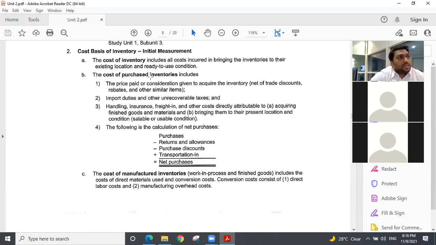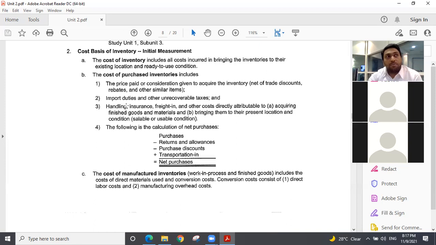So the cost of purchased inventory includes the price paid or consideration given to acquire the inventory. That is net of trade discounts, rebates, and other similar items. Then import duties and other unrecoverable taxes. So that means VAT will not come under the cost because VAT is recoverable. That's why we show it under the current assets. Clear.